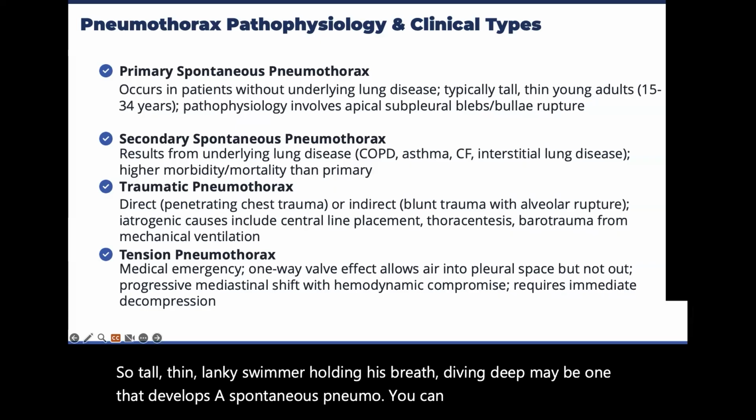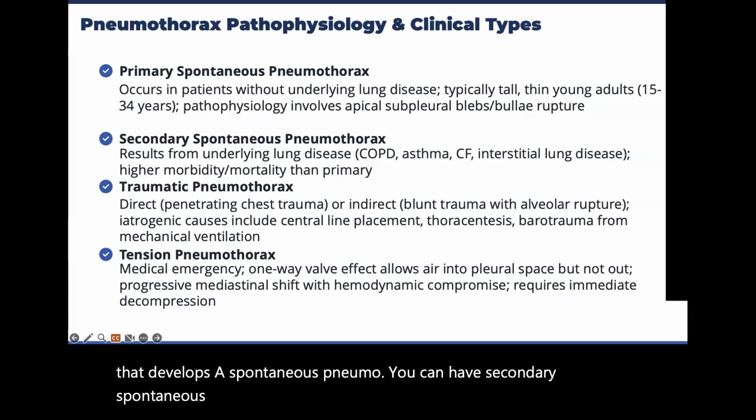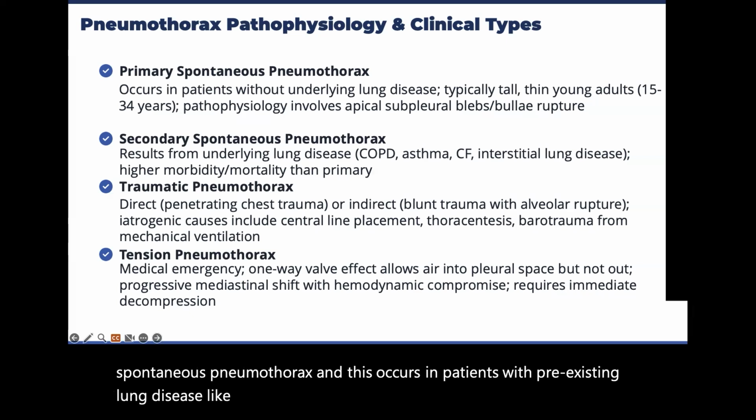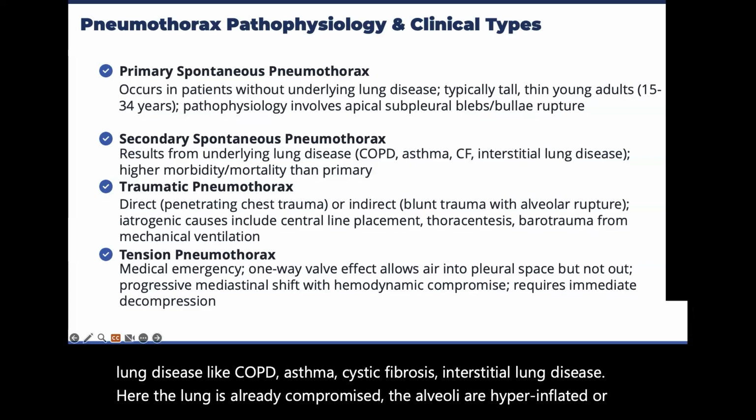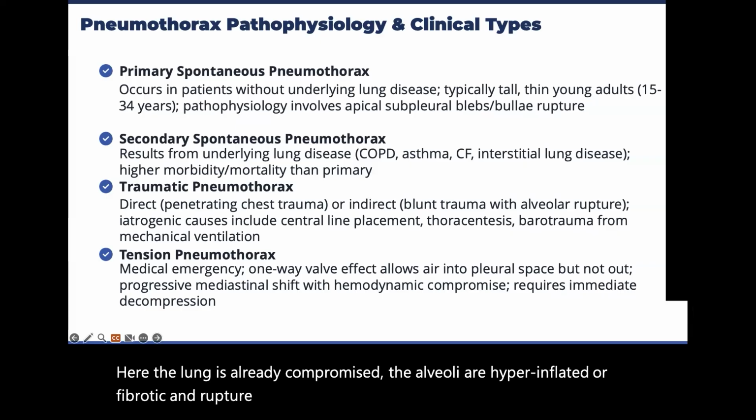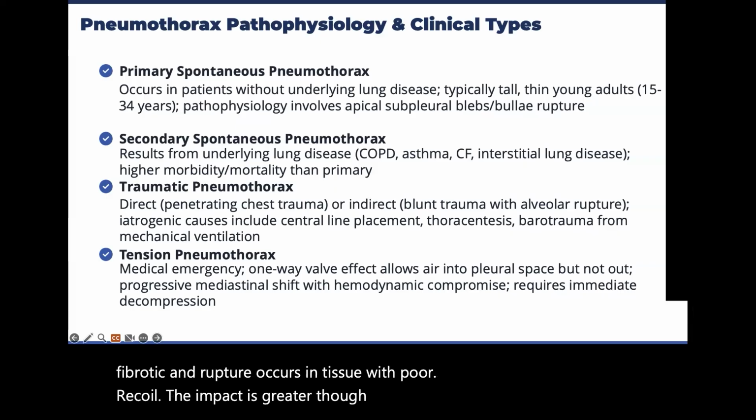You can have secondary spontaneous pneumothorax, and this occurs in patients with pre-existing lung disease like COPD, asthma, cystic fibrosis, interstitial lung disease. Here, the lung is already compromised. The alveoli are hyperinflated or fibrotic, and rupture occurs in tissue with poor recoil. The impact is greater, though, because baseline gas exchange is already reduced.